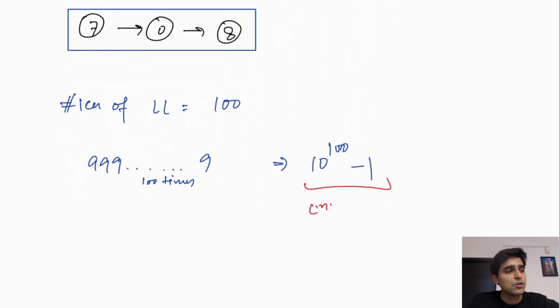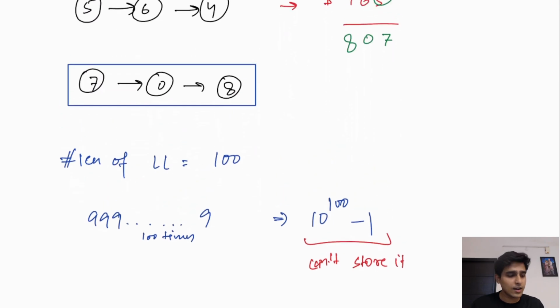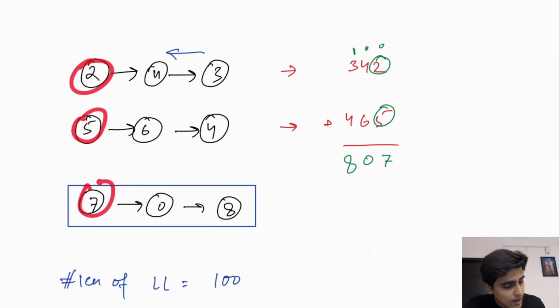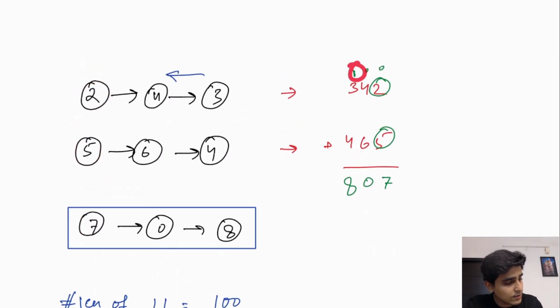Okay. So now that that is clear, we can add it node by node like this, but we just need to take care of a carry variable. Here we have this carry. So we need to take care of this variable and we can just keep adding.